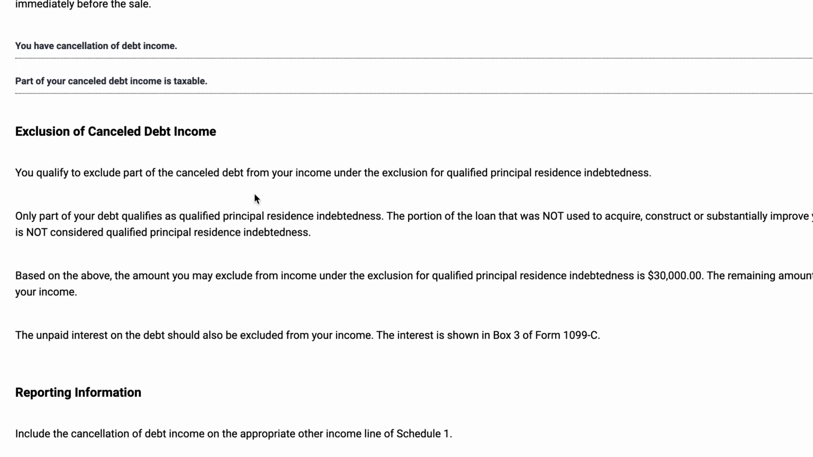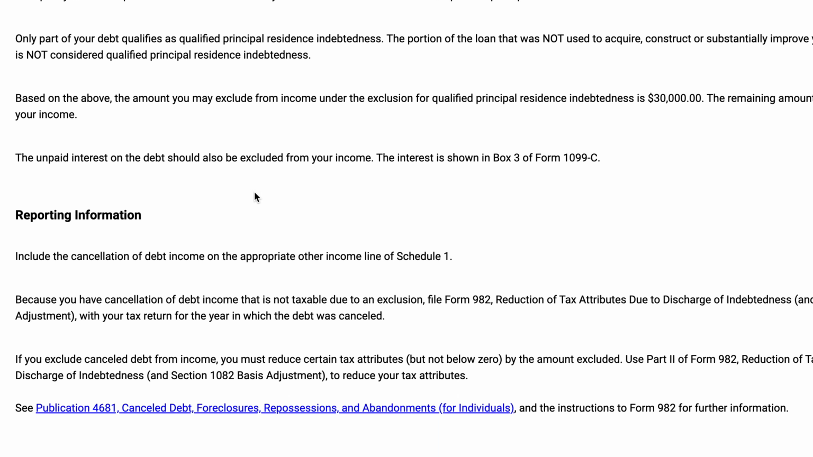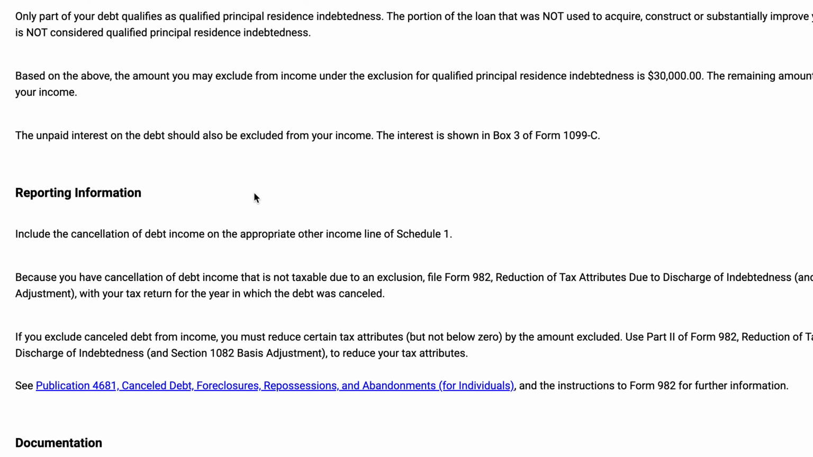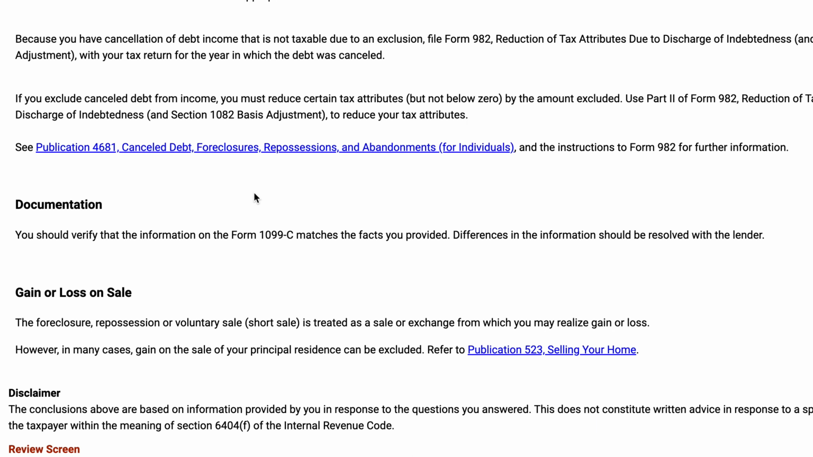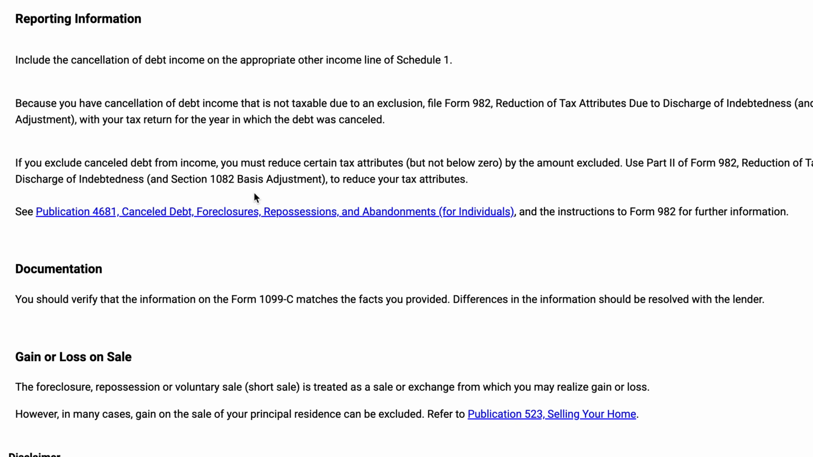You would exclude the unpaid interest on the debt because you would have been able to deduct it. However, the way you would report it is you'll file IRS Form 982 to exclude the part that you're eligible to exclude. The remaining $20,000 would be considered cancellation of debt income. You would report that on Schedule 1 and include that when you file your tax return.